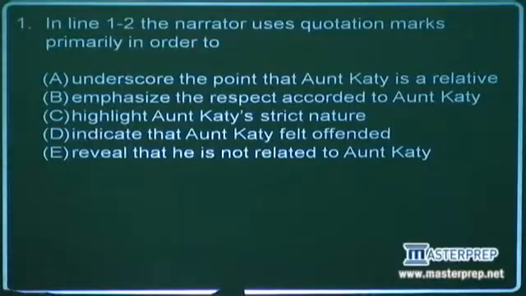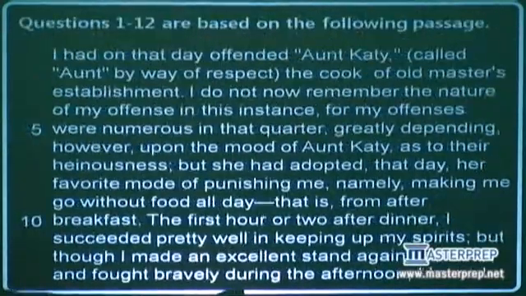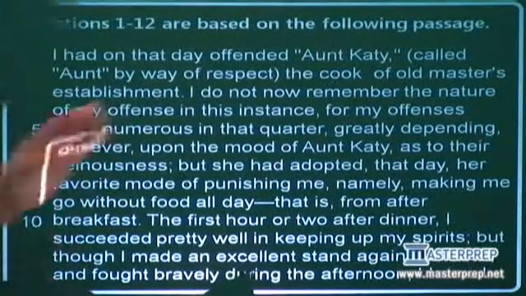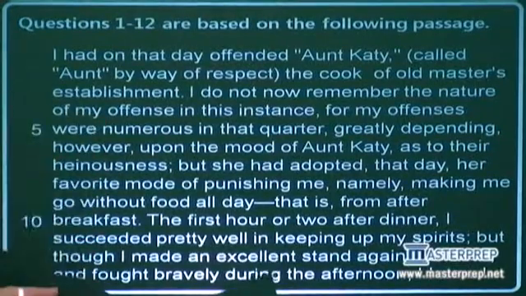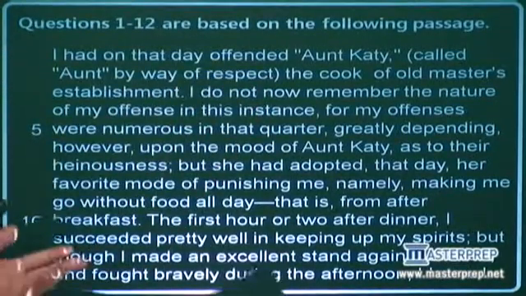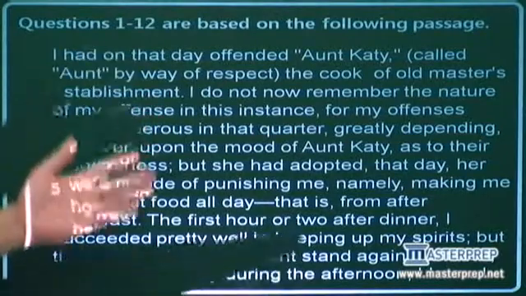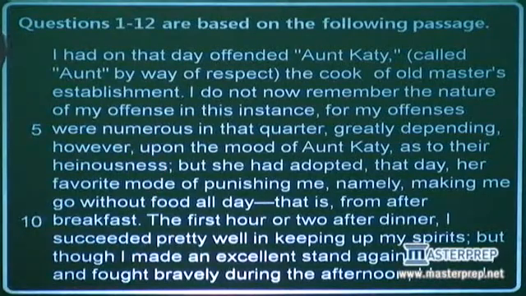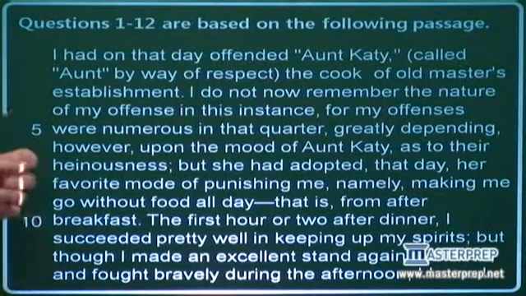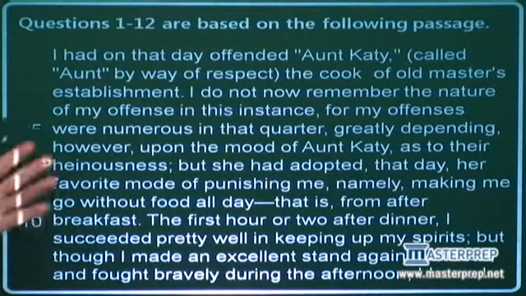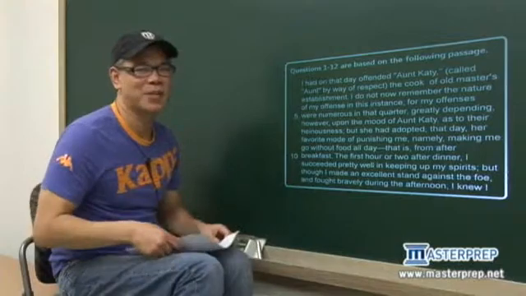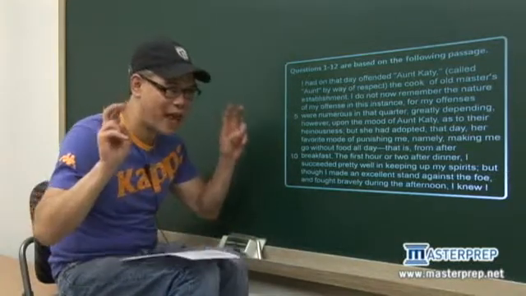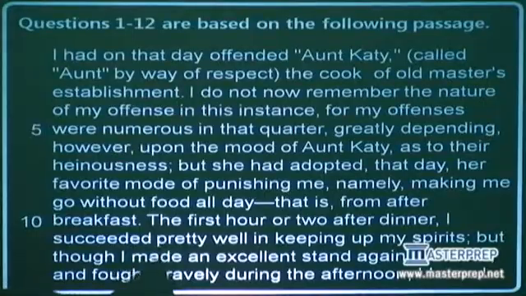Now, let's see what it says in line 1 through 2. I had on that day offended Aunt Katie, and it's Aunt Katie in quotation marks. Now, this isn't like a biology passage, so Aunt Katie is not a specific term. It's Aunt Katie, okay? And Aunt Katie didn't say anything, so it's not that. So what else could it be? It could be that it's not Aunt Katie. Aha. Now, called aunt by way of respect. Okay, see? Quotation around aunt. The aunt is about respect. She's not really an aunt. So they say aunt. Okay, so he's putting doubt on the term aunt.